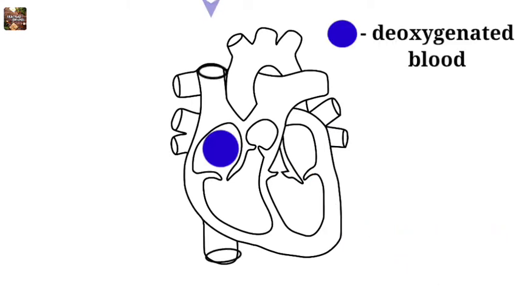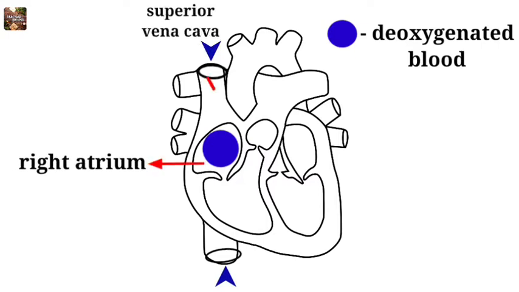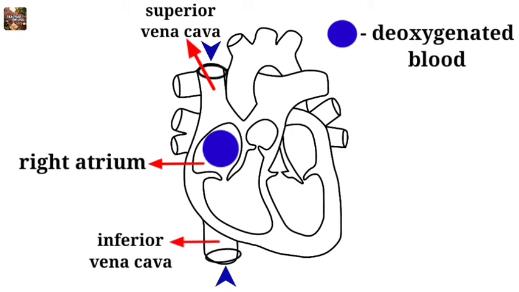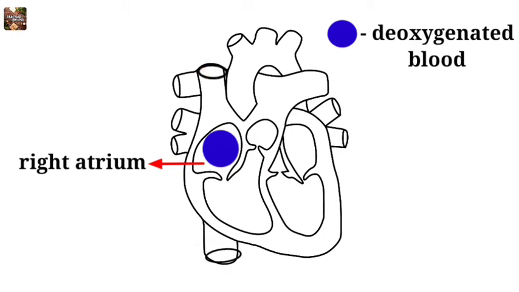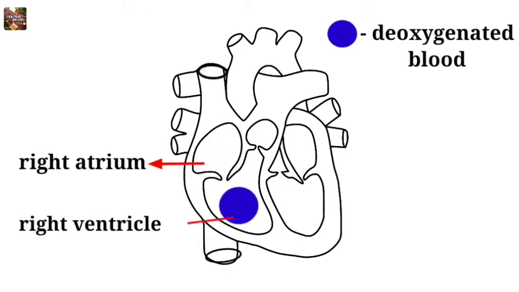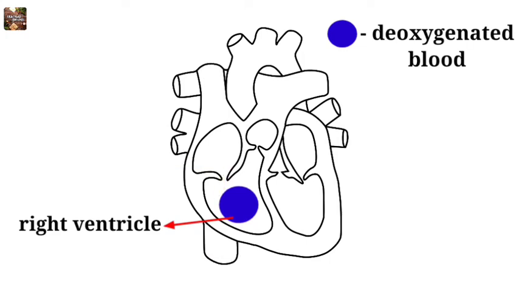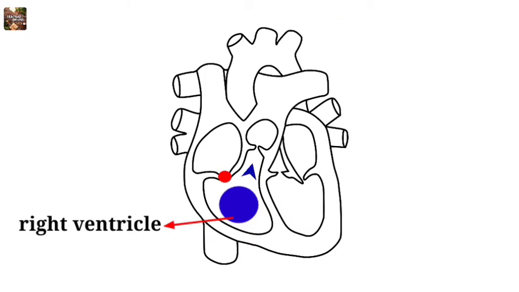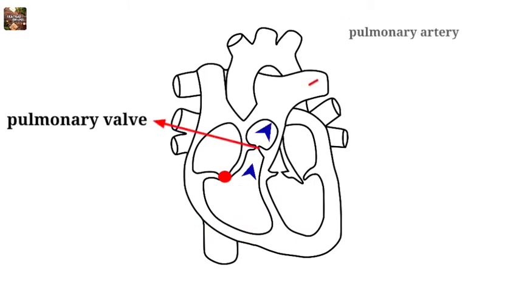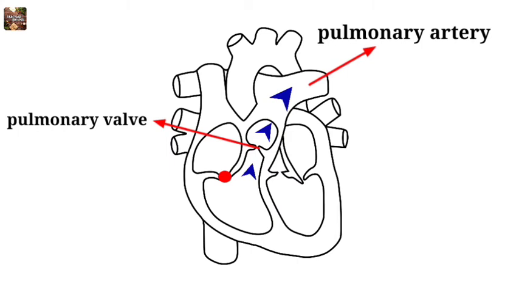First, the deoxygenated blood enters the right atrium through the superior vena cava and inferior vena cava. Then blood flows from the right atrium to the right ventricle through the open tricuspid valve. When the right ventricle is completely filled with deoxygenated blood, the tricuspid valve shuts. Then deoxygenated blood leaves the right ventricle through the pulmonary valve into the pulmonary artery for oxygenation.